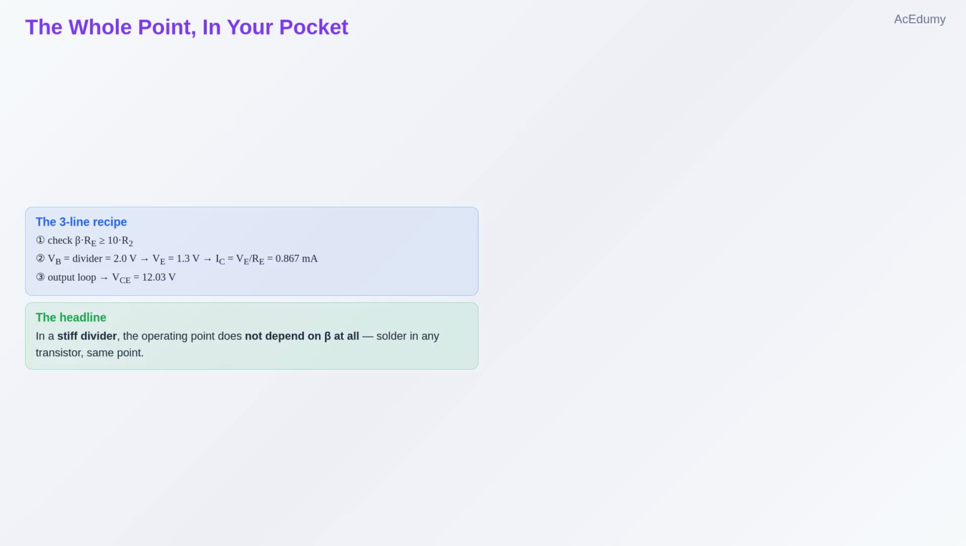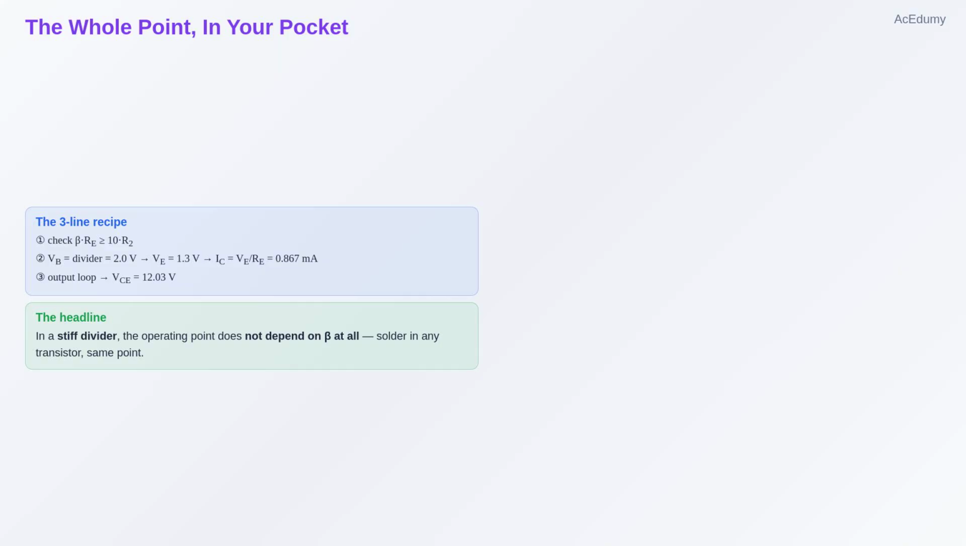Let us pocket it. The approximate voltage divider method is 3 lines. Check the criterion: beta R_E at least 10 times R2. If it passes, ignore the base current. The base voltage is just the divider, 2 volts here. Subtract 0.7 for the junction, divide by the emitter resistor, and you have the current, 0.867 milliamps. One output loop gives the collector-emitter voltage, 12.03 volts, and the headline you carry forward.